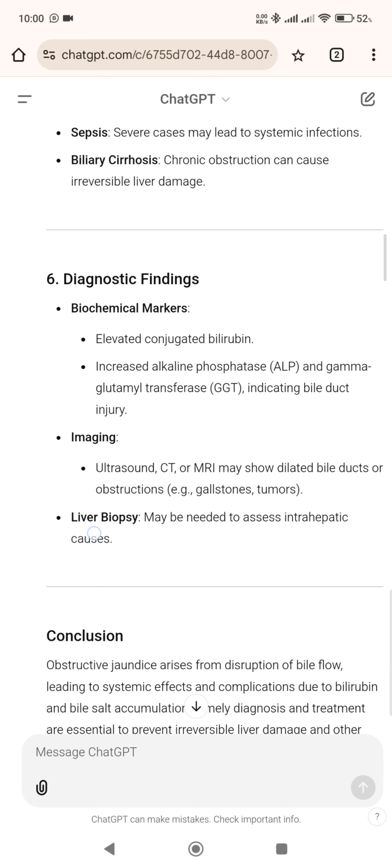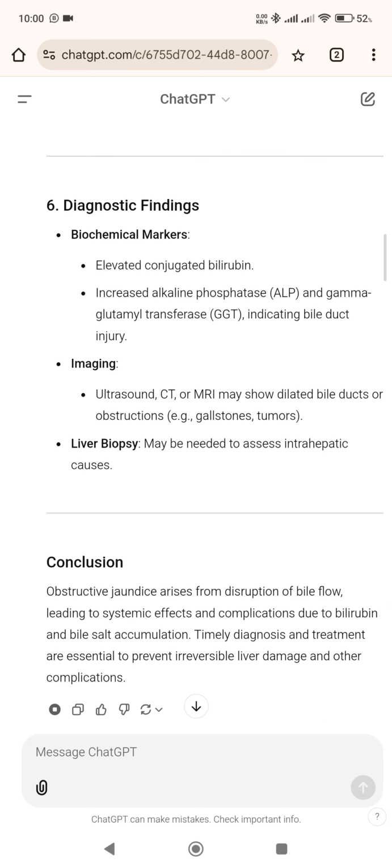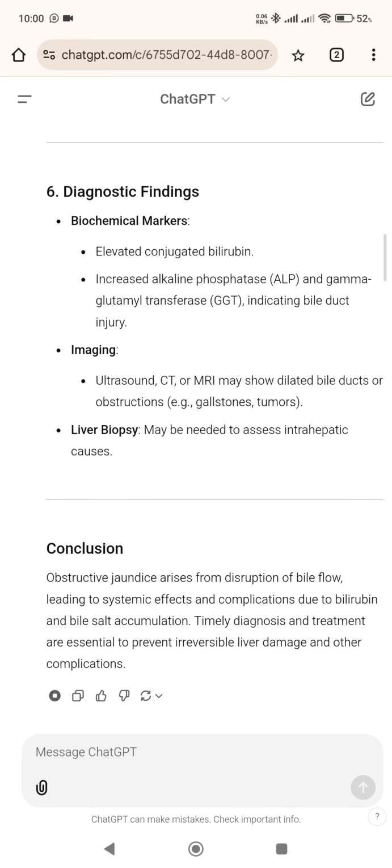6. Diagnostic findings. Biochemical markers. Elevated conjugated bilirubin. Increased alkaline phosphatase (ALP) and gamma-glutamyl transferase (GGT), indicating bile duct injury. Imaging. Ultrasound, CT, or MRI may show dilated bile ducts or obstructions, e.g. gallstones, tumors. Liver biopsy may be needed to assess intrahepatic causes.